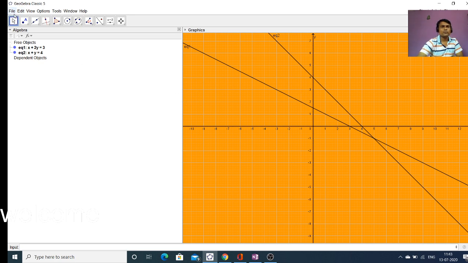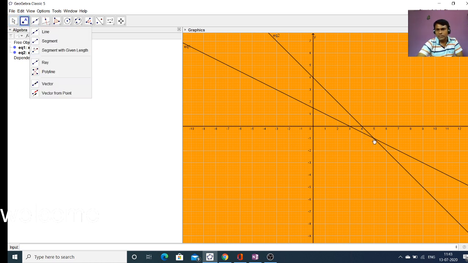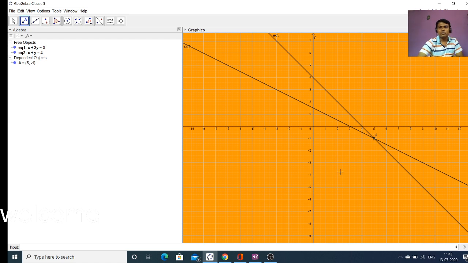These two lines have an intersection here, and I will mention that point. The point is 5 comma minus 1. If I put 5 comma minus 1 in the first equation, that is 5 minus 2 into 1, that's minus 2, equals 3. And if I put 5 and minus 1 in the second equation, it gives the value 4. The point satisfies both equations, that's why it is a solution. Now I am moving to the next.